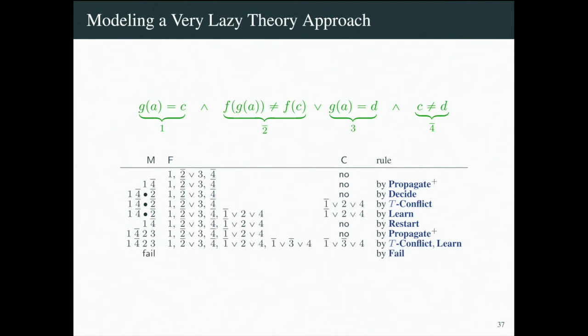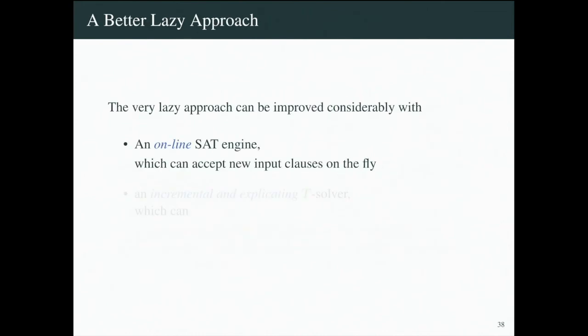However, you can do much better than this, and modern SMT solvers have several tricks. So the first thing is we're going to use an online SAT engine, which means rather than waiting until the SAT engine is done and has a model, we can actually stop it partway through and say, wait, stop, here's a conflict. Okay, so we're going to more tightly integrate the SAT solver and the theory solver.